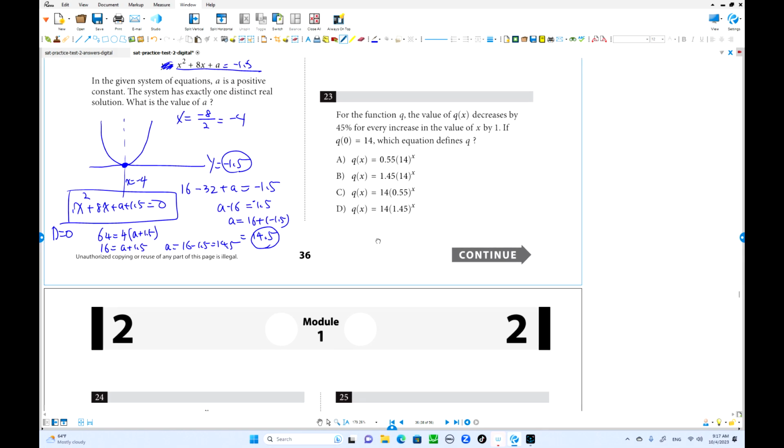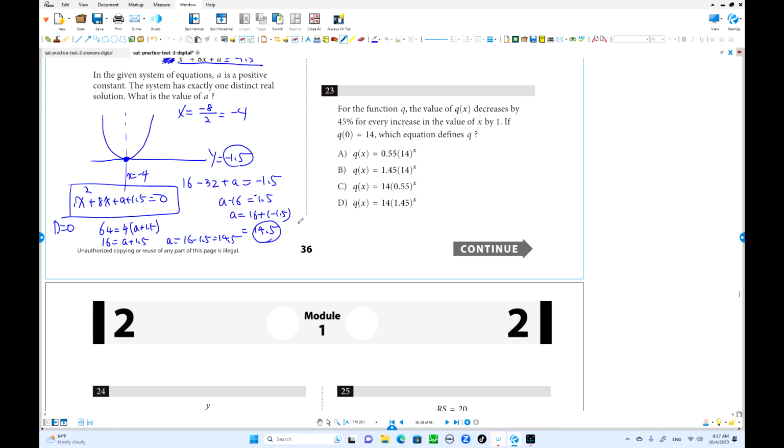Here is number 23. Decrease by 45%. That is what? Initial amount 14, times 1 minus 0.45. Okay, that is exponential, right? This is the rate. So which one is equal to this one? Choice C is the answer, okay? 1 minus 0.45 is what?